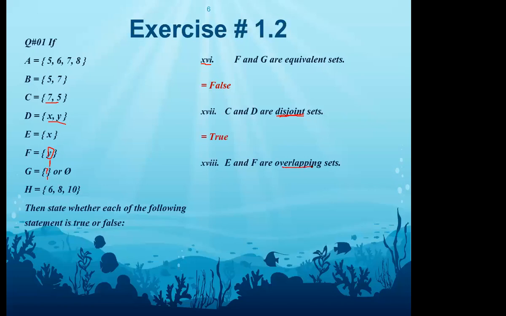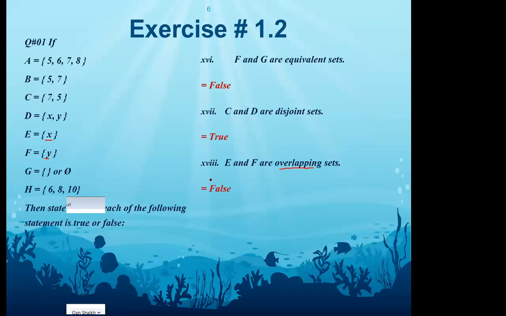Very good. Now next, E and F are overlapping sets. Now what are overlapping sets? Some elements are same and some are different. Now look here, where are sets E and F? The element of E is X and the element of F is Y. So they are not overlapping, because no element is common. For overlapping sets, one or two elements should be common and some should be uncommon. So the answer is false, because they are not overlapping sets.